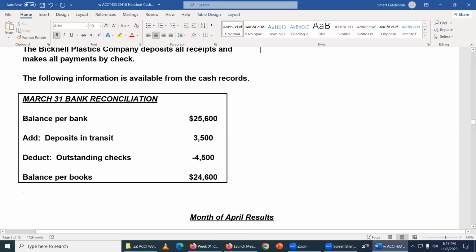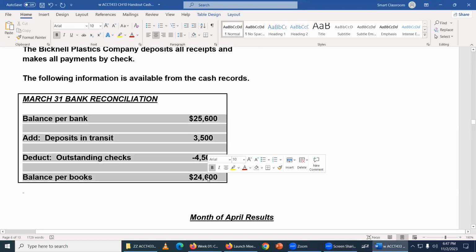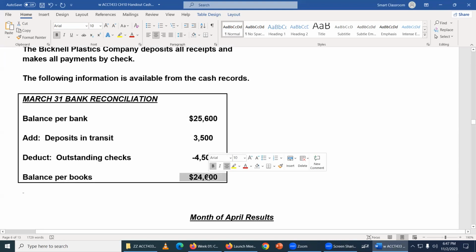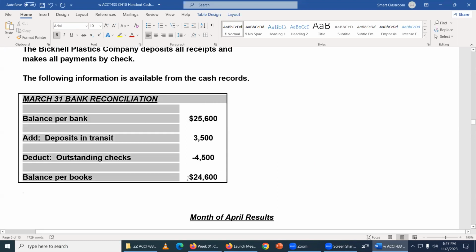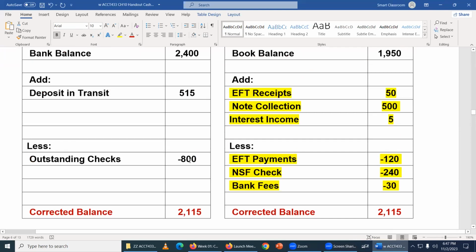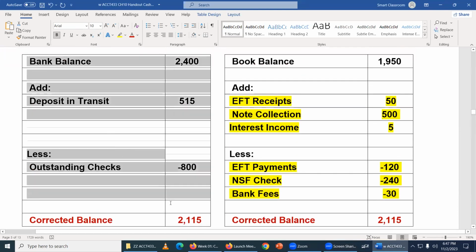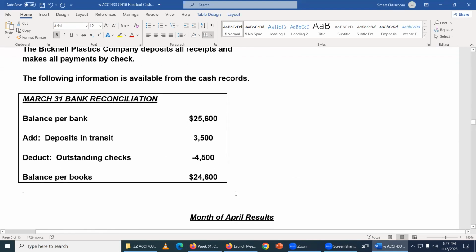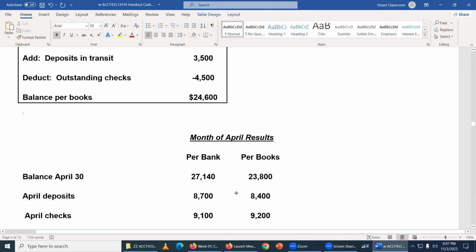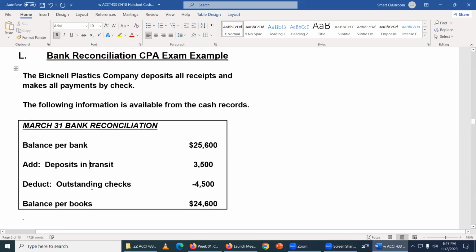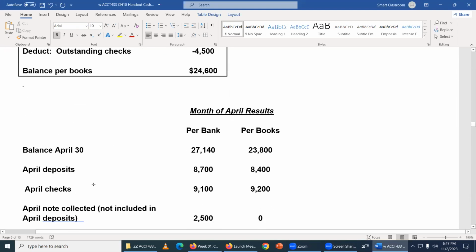And this is kind of a condensed bank reconciliation. This would have been the corrected balance per book, and this is basically the bank side of the bank reconciliation that we just did. Now, we have these deposits in transit, we have outstanding checks. And so this is where it gets a little bit tricky.